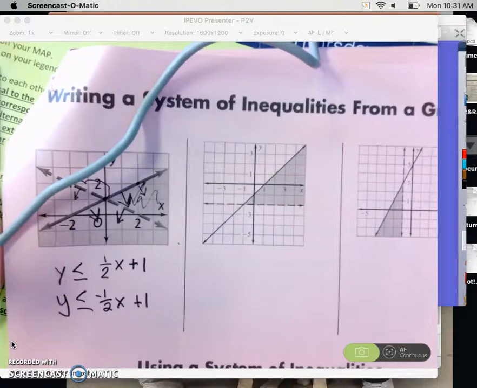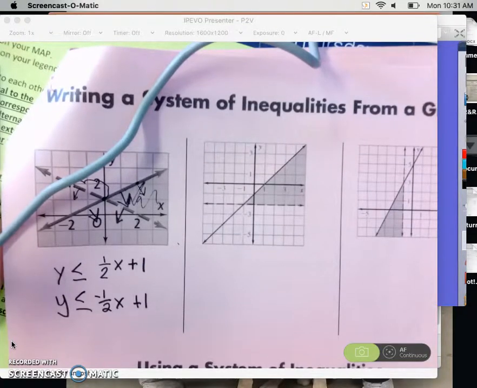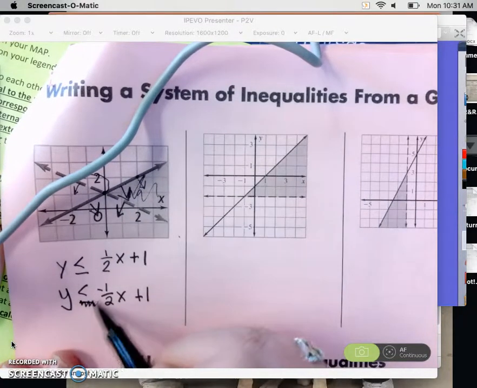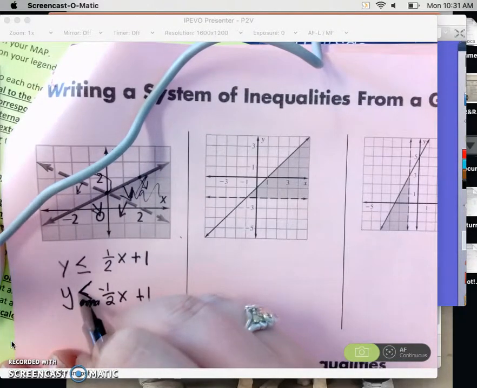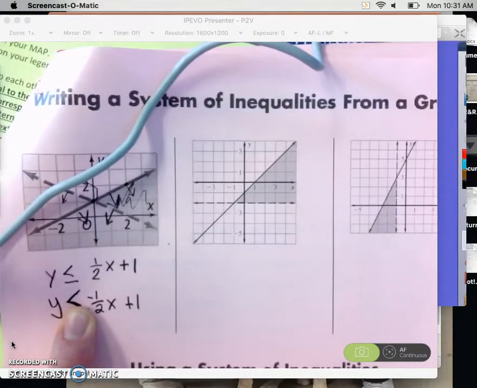Did I do it wrong? Oh, yeah, correct, sorry. It's not equal to. Good catch. Yeah, it's just less than. It's not or equal to.